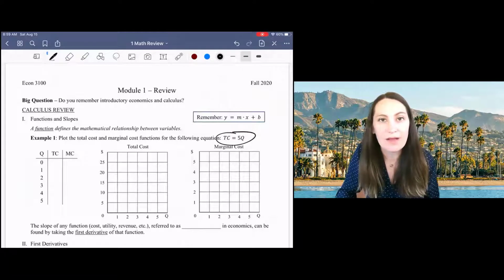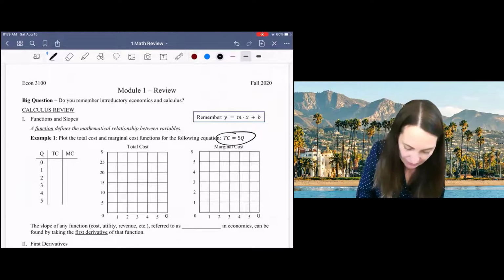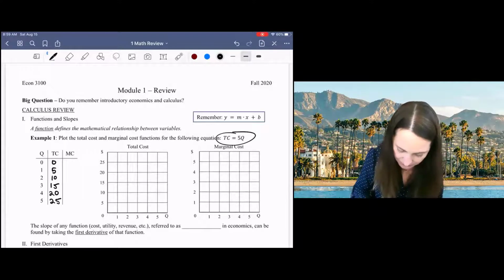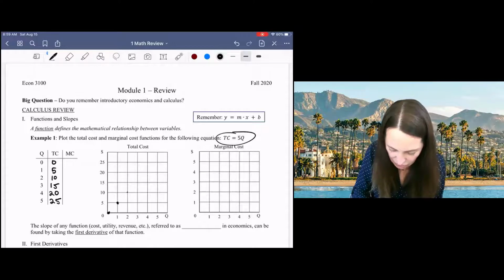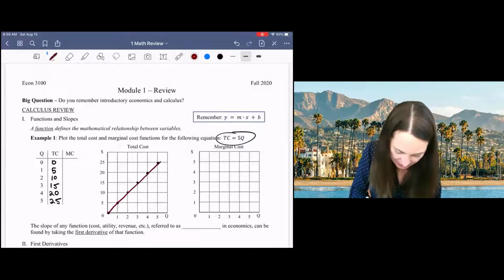So for this firm, if they produce 3 units, what will their total cost be? All we have to do is plug in Q to get the answer. And you can see that if they produce 3 units, their total cost will be 15. It's also pretty easy to plot the total cost function on your graph because it's a linear equation.